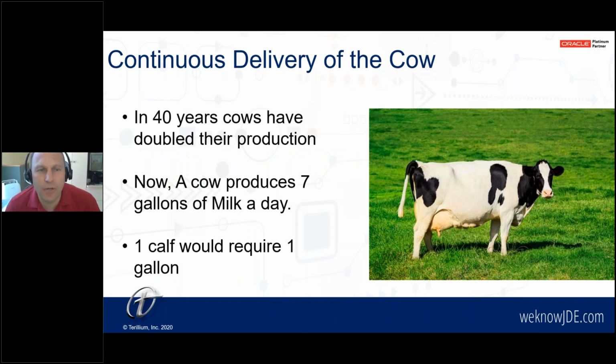So let's talk about the continuous delivery of a cow. The most common cow in the United States is called the Holstein. In the last 40 years, it has doubled its production. You can almost think of this as your JD Edwards system. Since JD Edwards came out, it has taken on more responsibility and does more and more for your business. A cow now produces 7 gallons of milk a day. Back in the 70s, it was only about 3.5. Compare that to one calf, which requires about 1 gallon a day. So the cow has been redeveloped, redeployed, and continuously improved in order to produce more for the business.